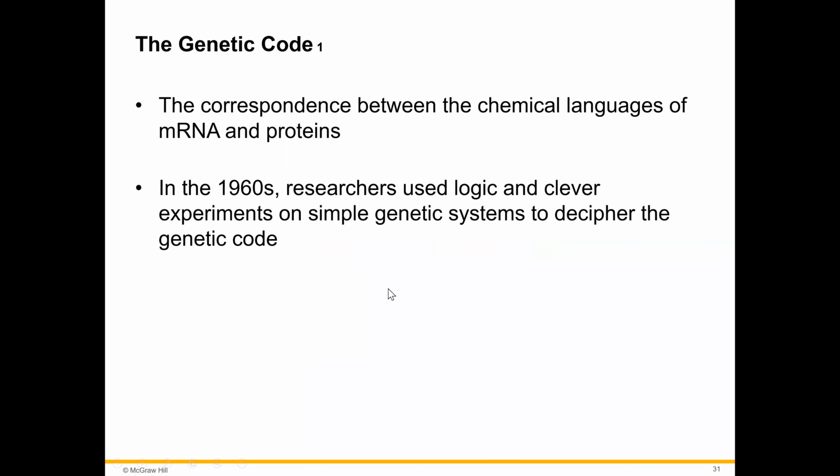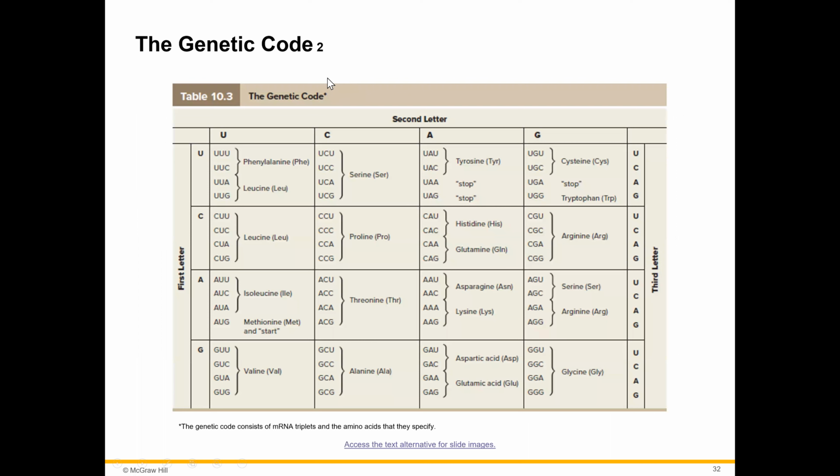The correspondence between the chemical language of mRNA and proteins is called the genetic code. In the 1960s, researchers used logic and clever experiments on simple genetic systems to decipher, or discover, this genetic code. So now let's look at what the genetic code is.